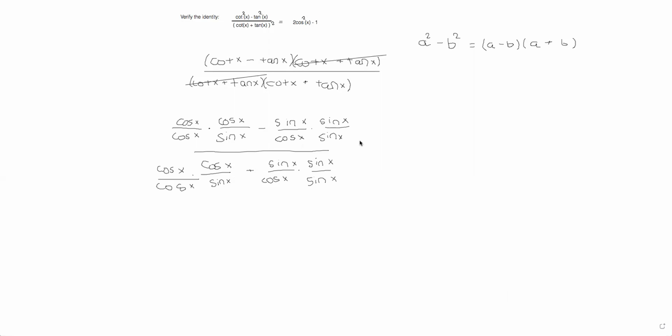So we have a common denominator now in the top and in the bottom. So on top, we're going to have cosine squared x minus sine squared x.